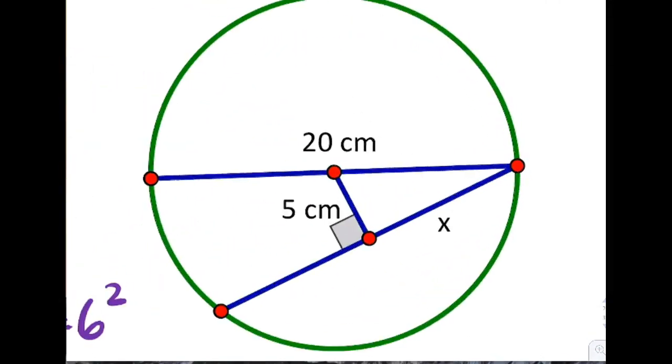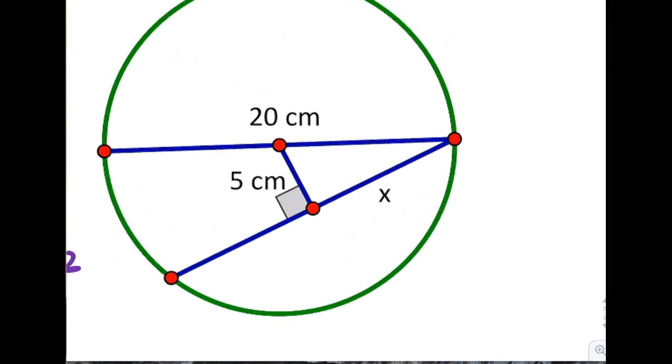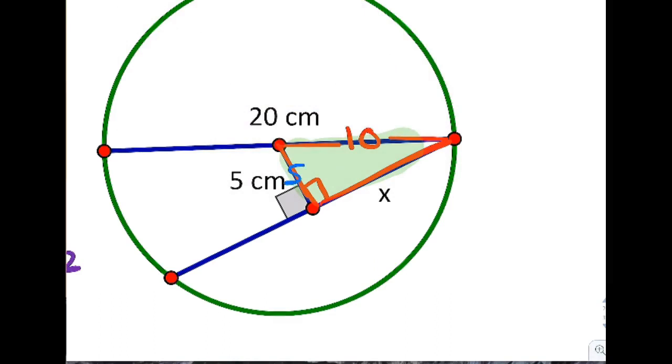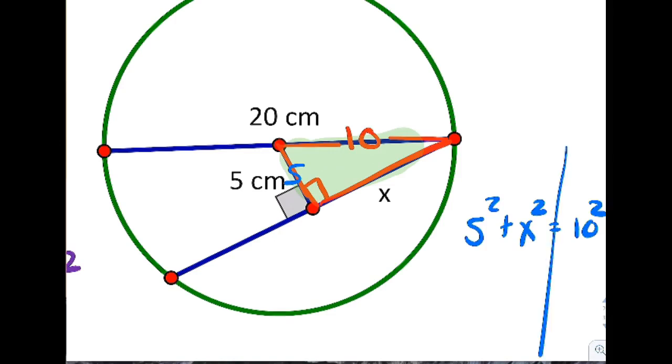And the last one, you're looking for x on this one. It gives us this entire length of 20, which means that half of it is 10. I have a right triangle on that side as well. So let's just look at this right triangle that I just highlighted in green. And we know that that's 5. So leg squared plus leg squared equals hypotenuse squared, which is the 10. And solve for x there.